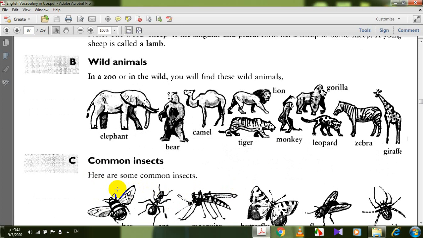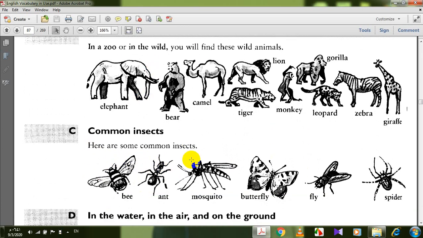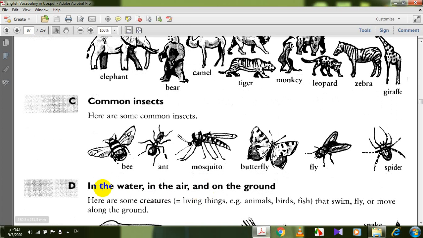Common insects. Here are some common insects. So these animals are wild animals. Okay? Bee, ant, mosquito, butterfly, fly, spider. These are insects. In the water, in the air, and on the ground.